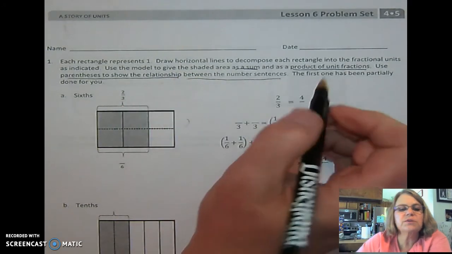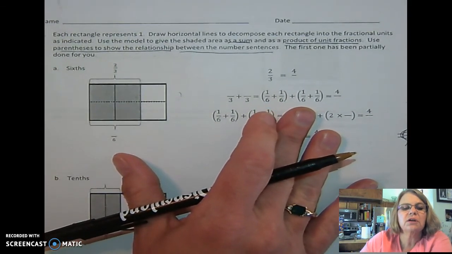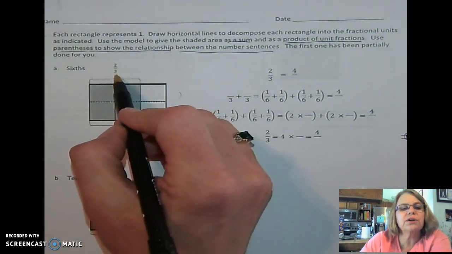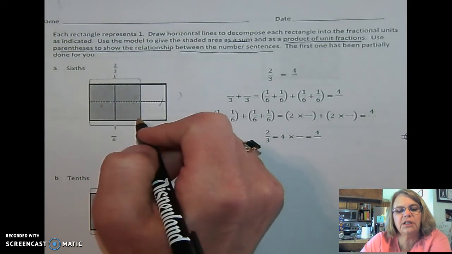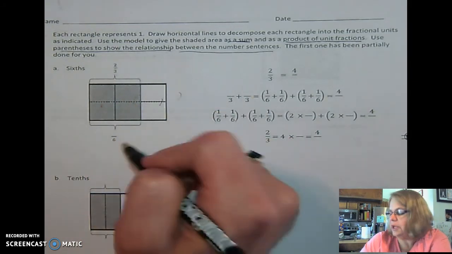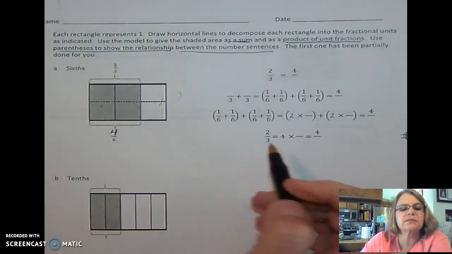Okay. First one's been partially done for you. So let's look at this first one here. So we start with 2/3. This is 2/3 shaded in. And we end up with 4/6.